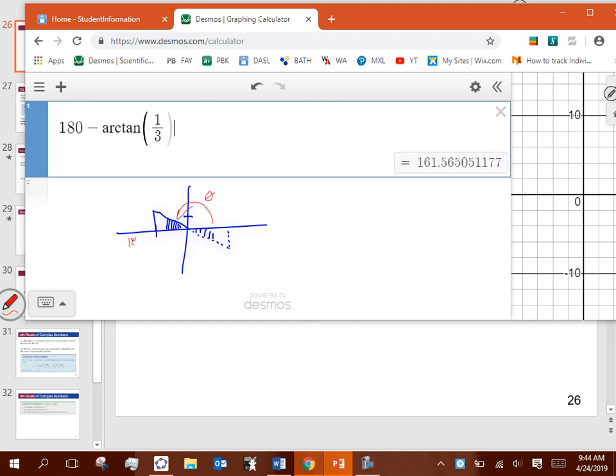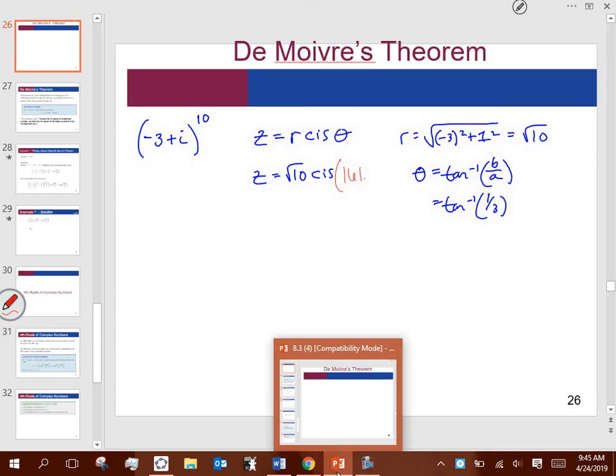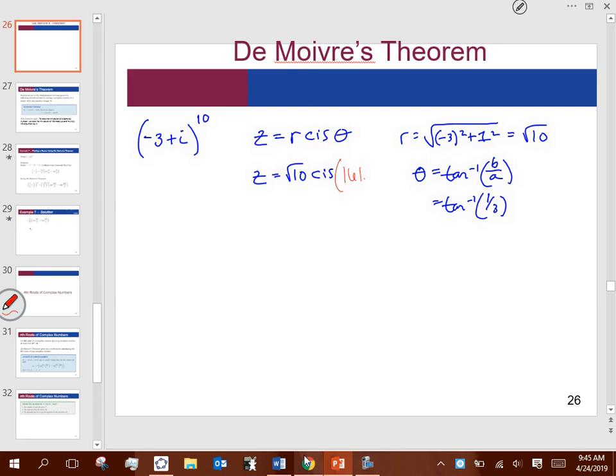So that's taking the 180 minus this 18 to get the 161. Okay, so that's one little intricacy with some of these questions, depending on what quadrant you're in. Theta is not necessarily directly only what you get out of this. You might have to adjust it a little bit. You might have to add it to 180, subtract it from 180, or subtract it from 360, depending on what quadrant you're in. Okay, so we get that. So theta, 161.565.